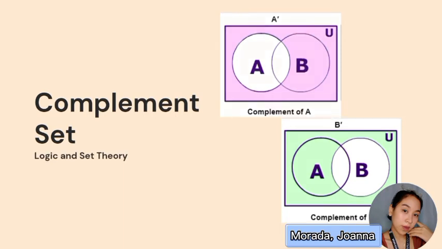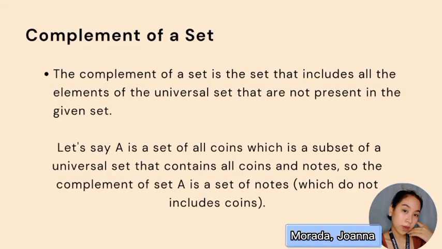Complement of a set. The complement of a set is the set that includes all the elements of the universal set that are not present in the given set. Let's say A is a set of all coins, which is a subset of a universal set that contains all coins and notes. So the complement of set A is a set of notes, which does not include coins.